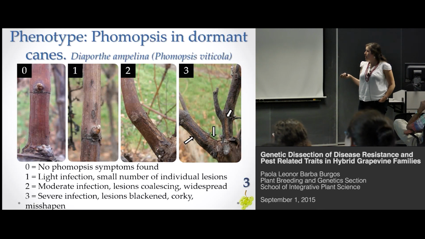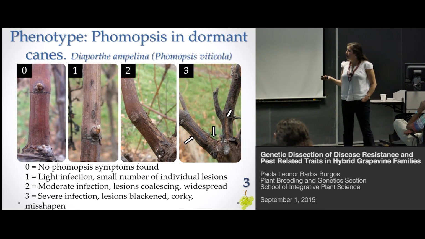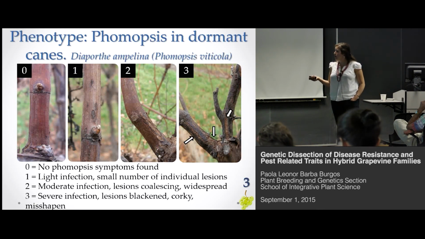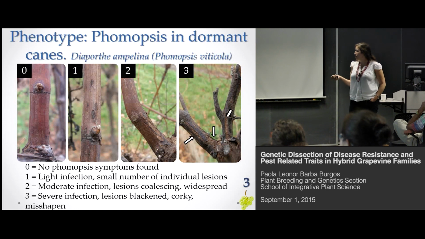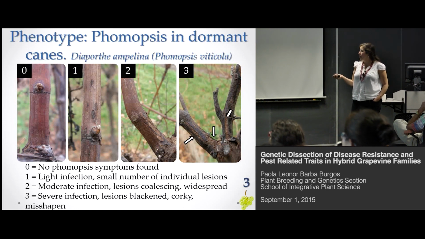So this is the phenotype that we observe in the field. This is a score 0. There is no Phomopsis symptoms found. The cane looks really well. This is a small infection, a small number of individual lesions. For the score 2, this is a moderate infection when the lesions start to coalesce and spread in the base of the cane.